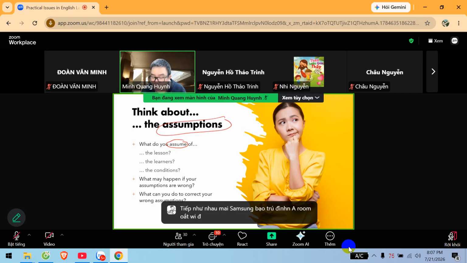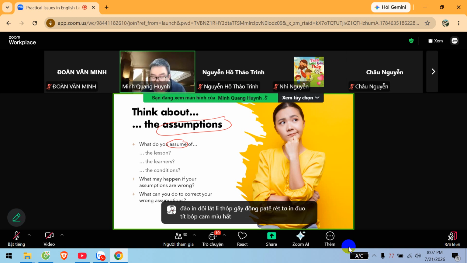For example, you're teaching a lesson, and then you assume that the students will like the lesson, they will enjoy the lesson. But something happened before class and they are down, they do not enjoy the lesson, they don't like the topic, they don't participate. So in those cases, what can we do about it?